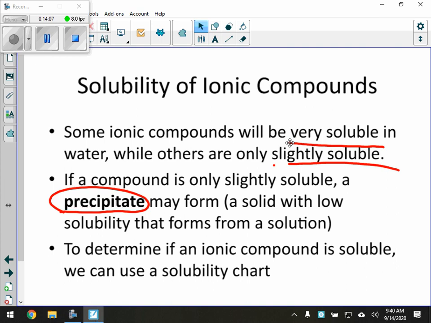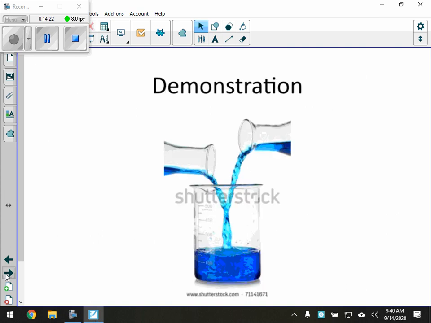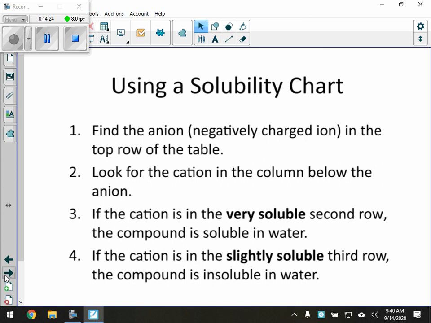To determine if an ionic compound is soluble, we can use a solubility chart, which we're going to do shortly here. There are some steps in order to determine this, and this is an important part of chemistry, so we definitely need to be able to do that using a solubility chart. I'm going to let you copy these 4 things here. We'll talk about that, and then we'll go through some examples together to decide how we're actually going to do that.